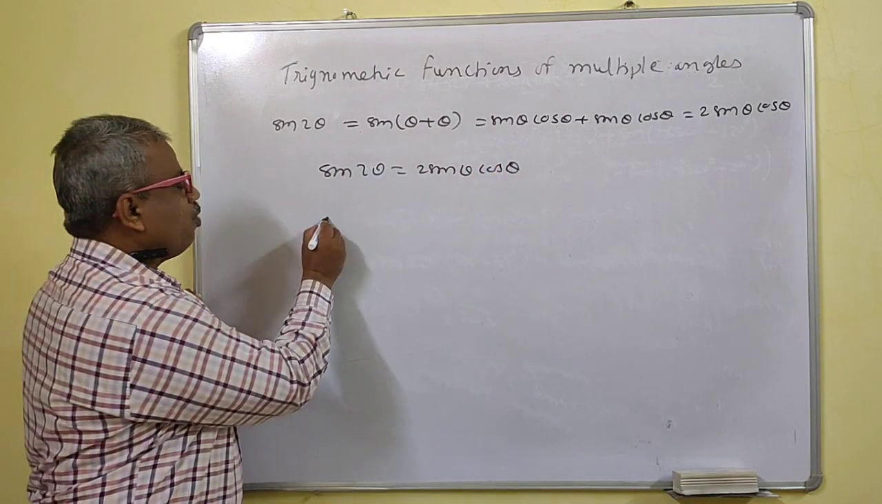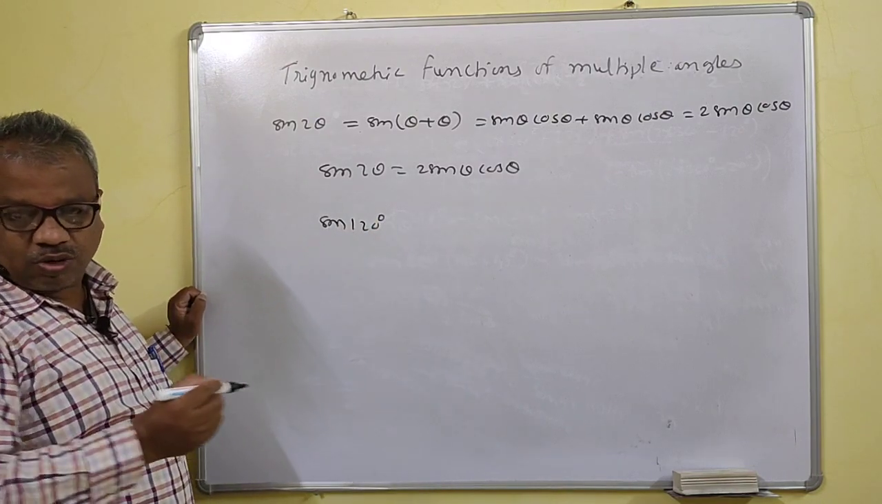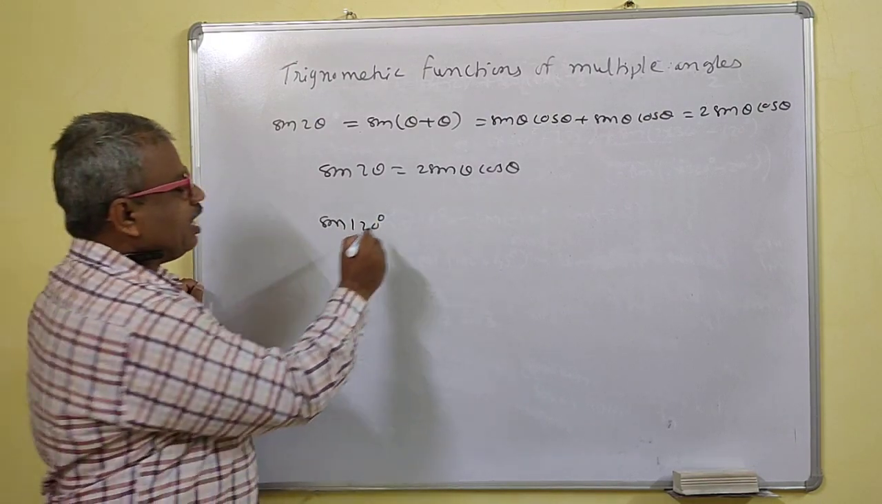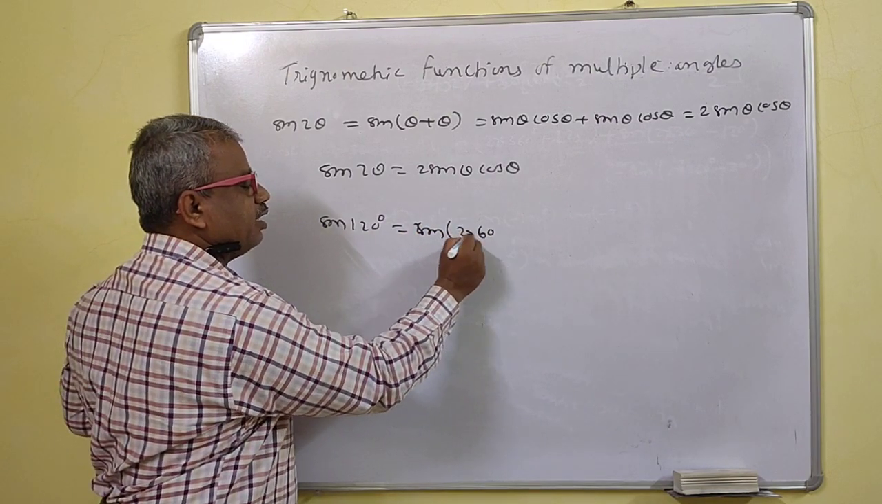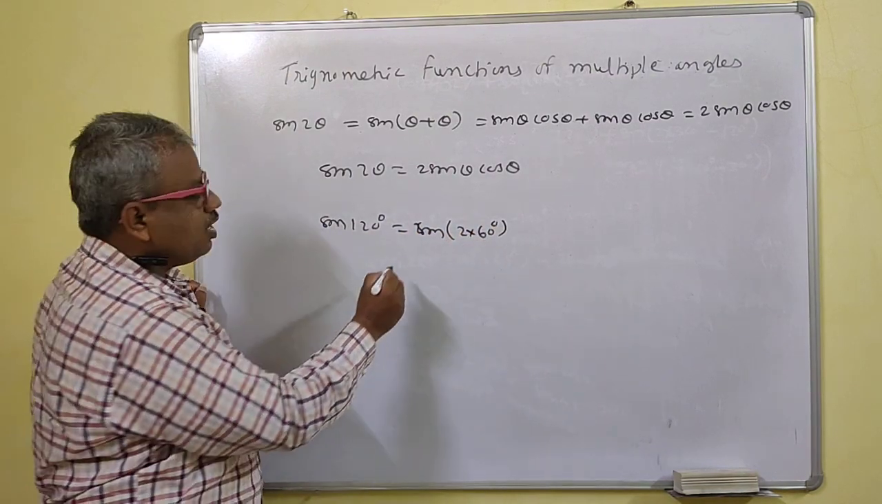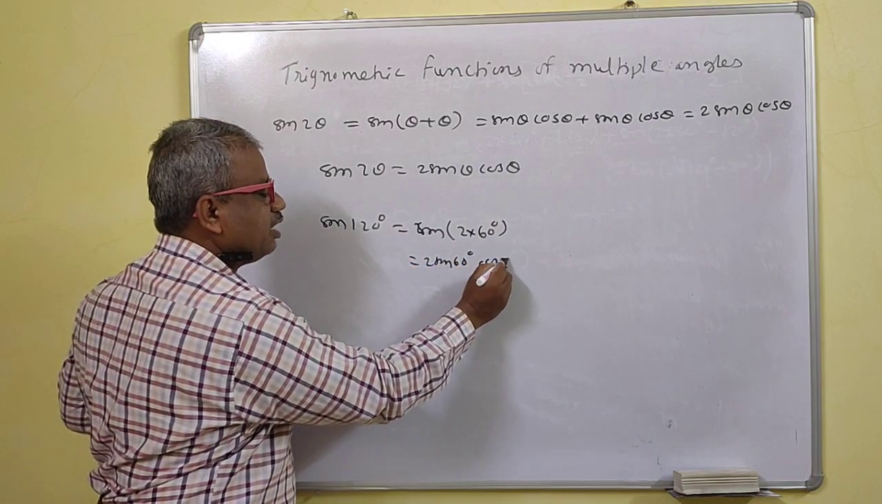Now see, we want to find the value of sine 120 degrees. You know the value of sine 60 degrees, so you can write this as sine of 2 into 60 degrees. So this is 2 sine 60 degrees cos 60 degrees.